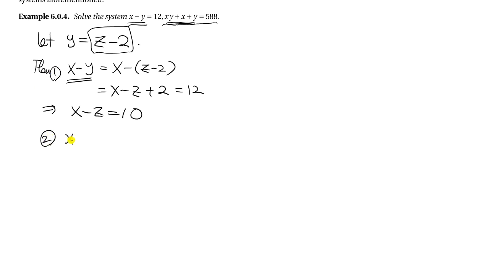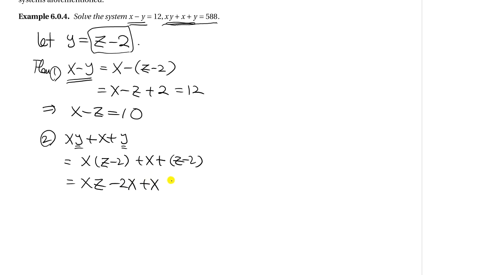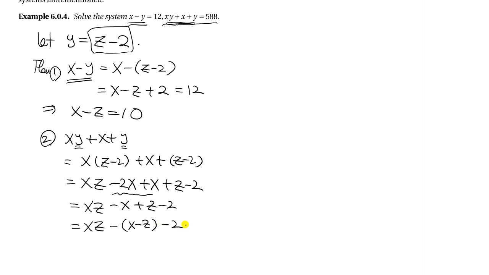And the second case is from xy plus x plus y, we got x times (z minus 2) plus x plus (z minus 2), right? Replacing all y's by z minus 2. And let's simplify that. xz minus 2x plus x plus z minus 2. Then it's xz minus x plus z minus 2. Then we can have xz minus x minus z, right? Minus 2.